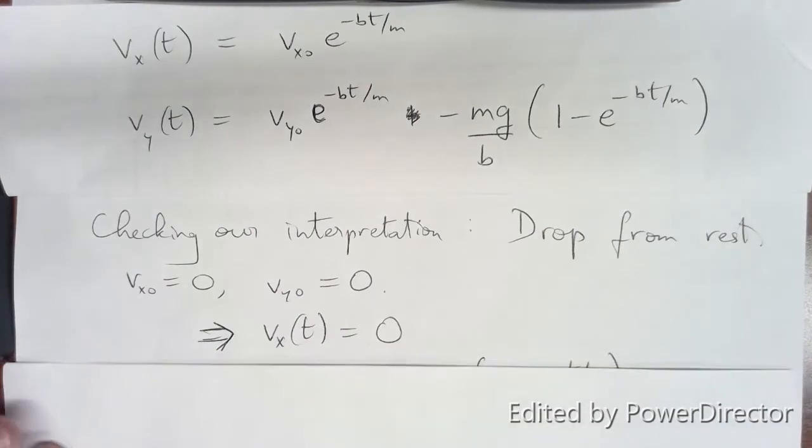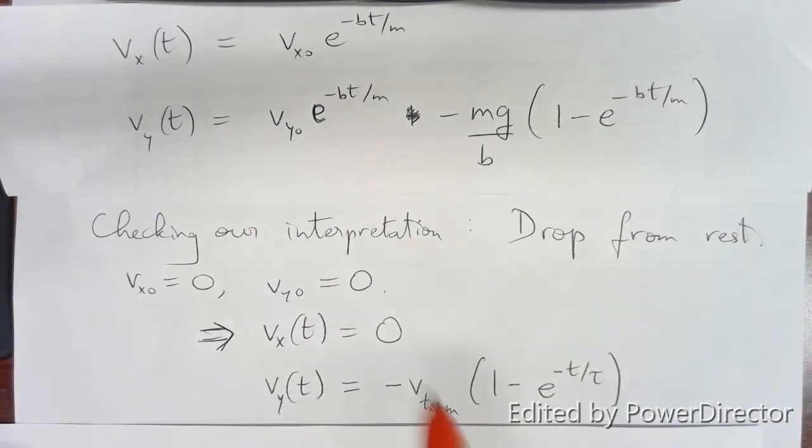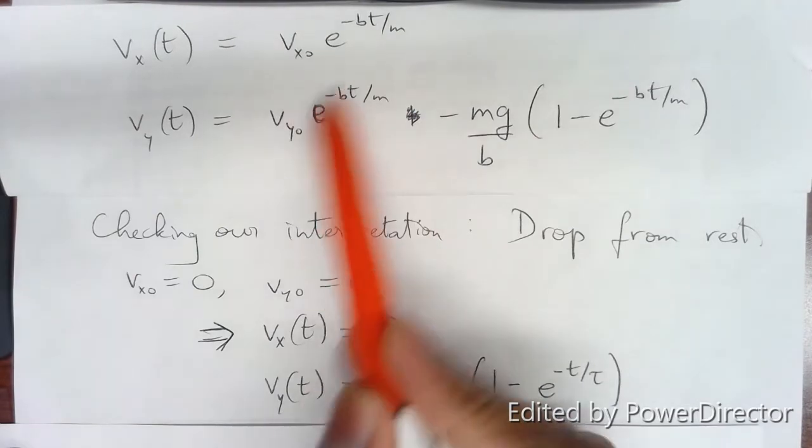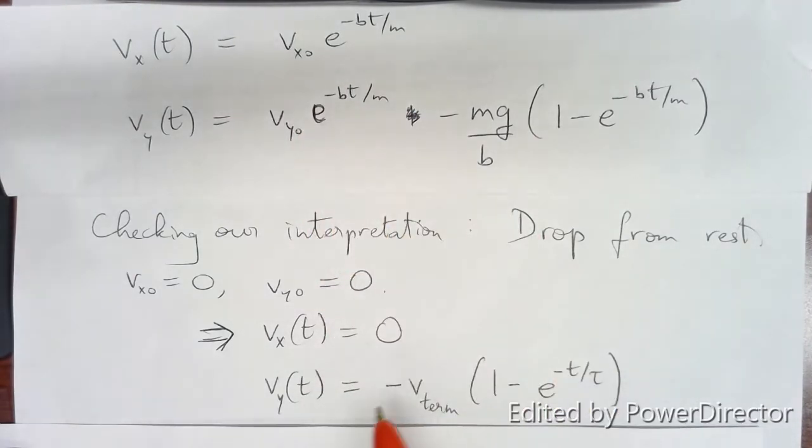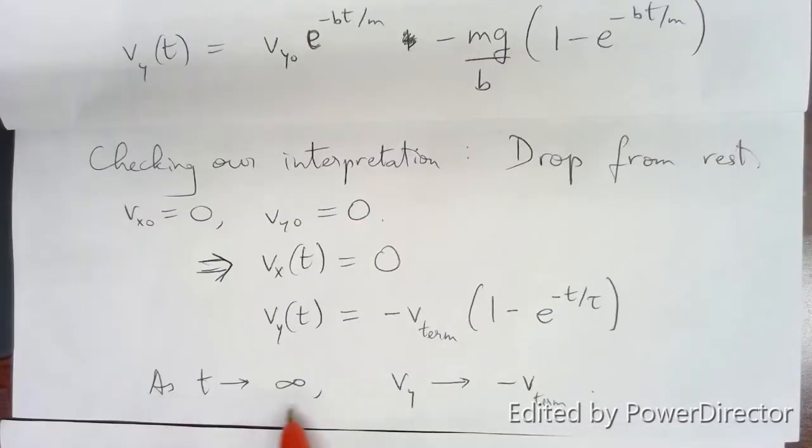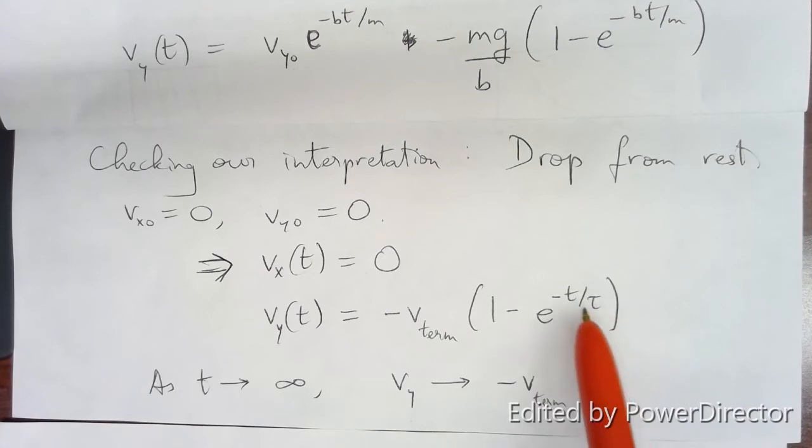What about in the y direction? In the y direction, Vy0 is 0, this term goes away, and we have Vy equals minus V term times 1 minus e to the minus t over tau. This makes sense because as t tends to infinity, we have 1 minus e to the negative infinity. E to the negative infinity is 0, so this term goes away, and Vy tends towards minus V term.